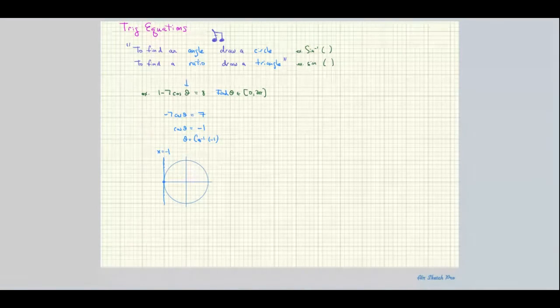Now, if I look at this, again, I can just read the solution off of the graph, right? Where are we at right here? What angle is that? Anybody?